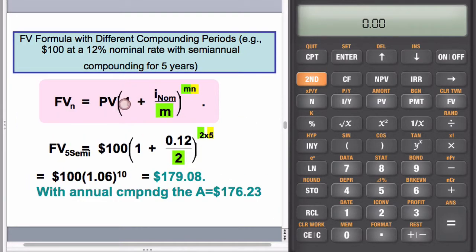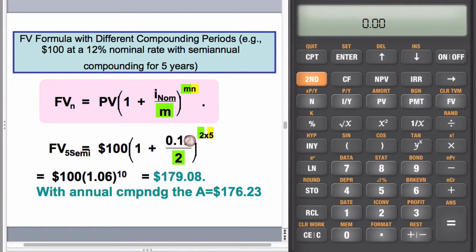The adjustment that is done when you have multi-period compounding, different compounding periods, is you take the nominal interest rate and divide it by the number of compounding periods, m, and n, which is your total number of years, you multiply by the number of compounding periods. So let's say in this case we have $100 at 12% nominal with semi-annual compounding. So m equals 2 here. And so in 5 years, basically you've got 10 semi-annual slots, right?